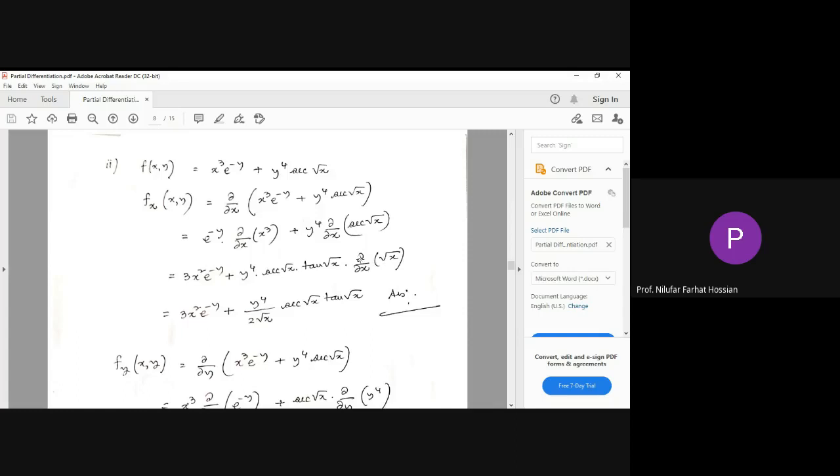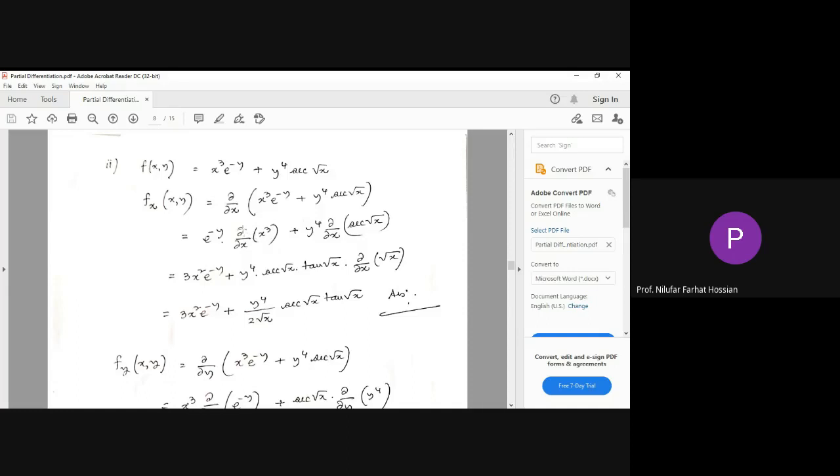So I think we should have written d dx here also, and here also d dx. It is not a major mistake, but it is a mistake, because there is no y.